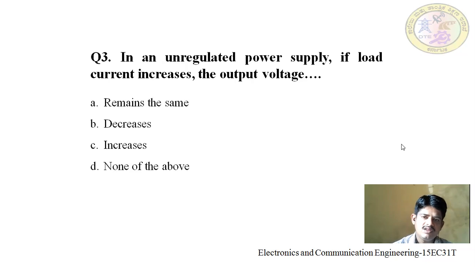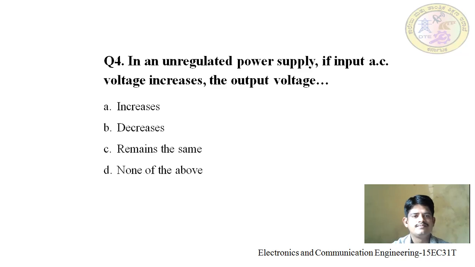See, in this question, it is given that the load current increases. Whenever the load current increases, the voltage will decrease because voltage and current vary inversely. Suppose load current decreases, the output voltage increases. So the correct answer for this question is option B, decreases. Okay, let's move to the fourth question.